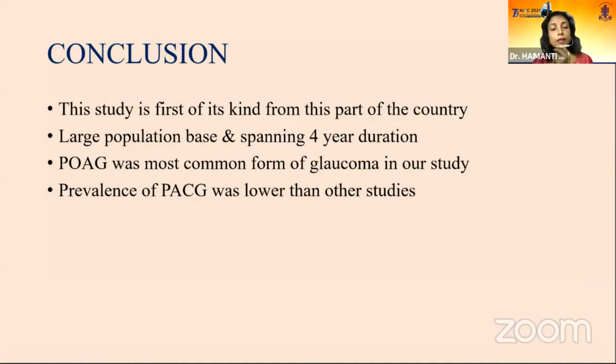So we conclude, the study is the first of its kind from this part of the country. The strength of the study is the large population base and a duration spanning 4 years. We have found that primary open angle glaucoma was most common in our study setup, and the prevalence of angle closure was lower than that of other studies. Thank you very much.